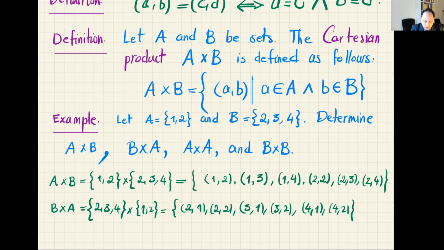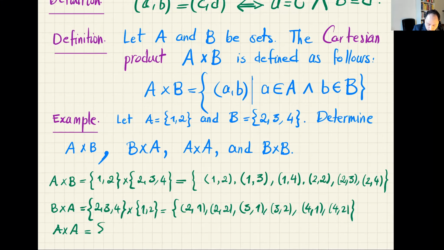So in contrary to the normal product of numbers, which is commutative, the Cartesian product of sets is in general not commutative. Okay. And then I go to A cross A.